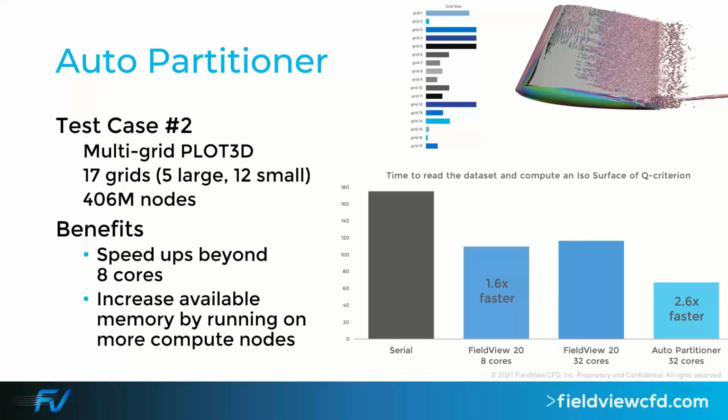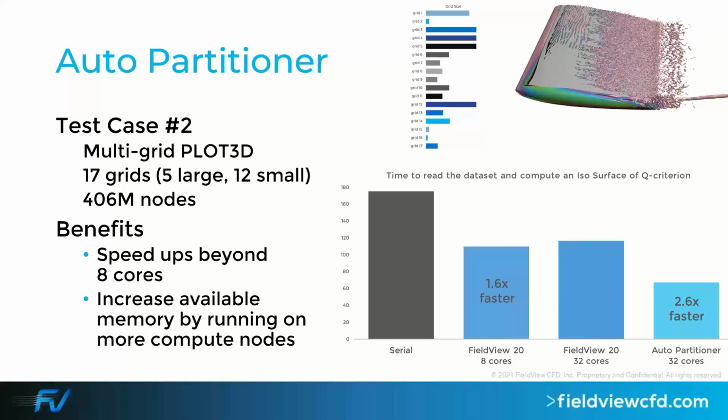Now with the Auto Partitioner, the 5 largest blocks get attacked by the Auto Partitioner, and you get more blocks. And so that gives us some speedups again on top of it, that you can see over here with the Auto Partitioner and 32 cores. So again, that opens the ability to get speedups beyond 8 cores for this case, or get more memory by breaking it down and running it on a cluster.